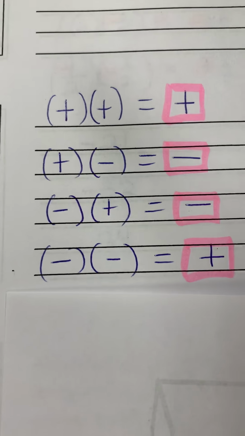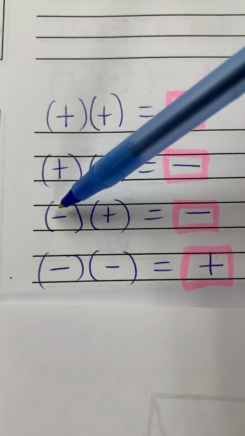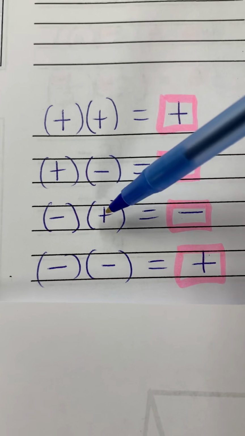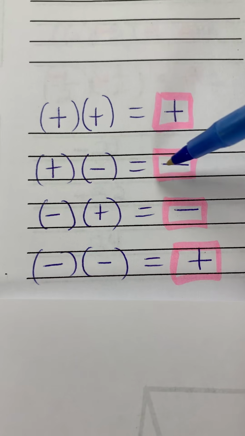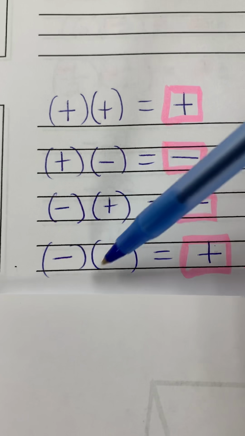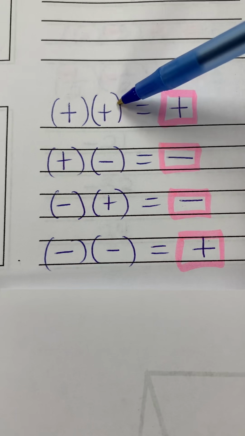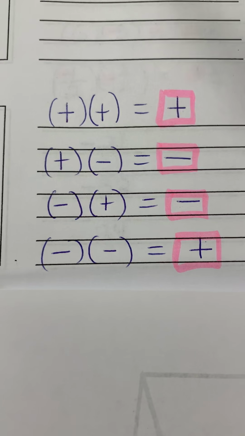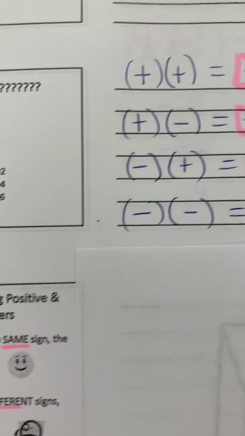And so what I like to think about is this is like the opposite of a positive is a negative, and the same as a negative is a negative. The opposite of a negative is a positive, and the same thing as a positive is a positive. And that's kind of how we think about it in algebra, which is what we're working toward.